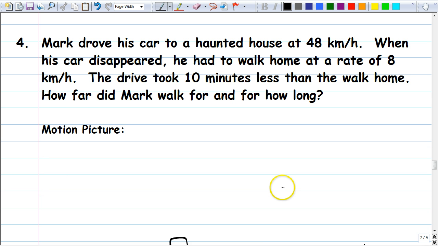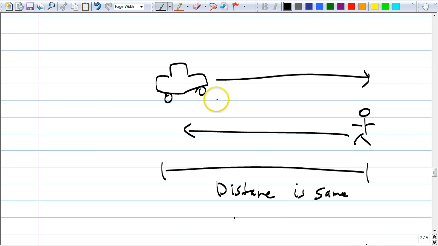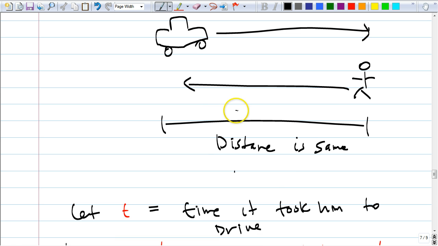Now, does it matter if you do it the other way? No. So here's the picture. He's driving, and so let t be the time it took him to drive. Which one should we declare a variable for? Drive, because that's the smaller amount, correct? Because if I do this, then could we write down the other unknown using t? What is then the time it took him to walk?